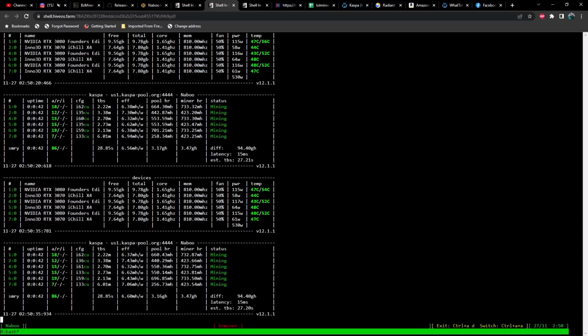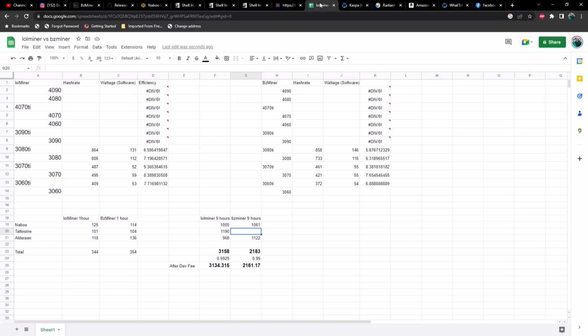But as you can see, it's been up for 43 minutes, and I'm just writing down how many shares, and I've got a total for this one already. So that one was at 1,061 compared to 1,000 in lolMiner, and I'm certain that I missed some shares. I don't know exactly how many. Could have been 5, could be 30. I'm not exactly sure, but regardless, even after missing some, we're still coming in slightly higher than lolMiner. And as you can see, Alderaan highly outperformed lolMiner with BzMiner.